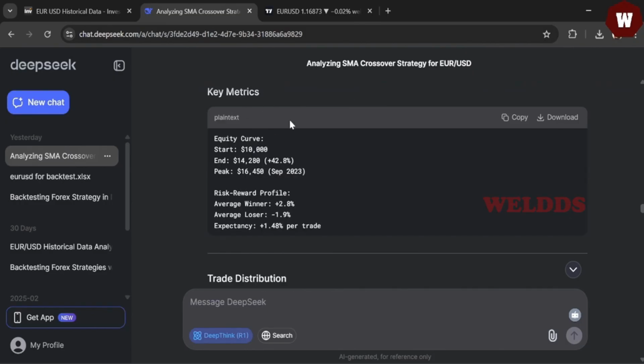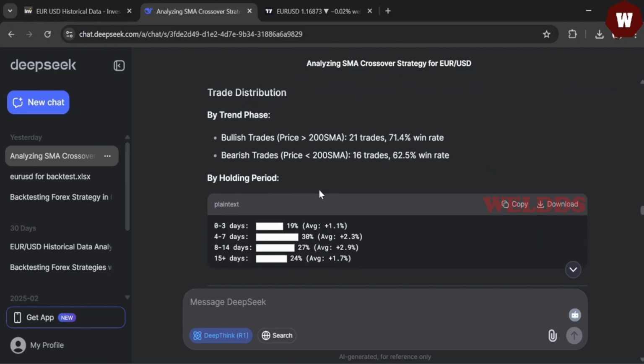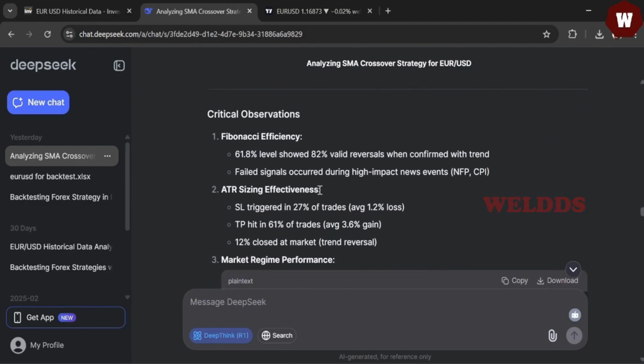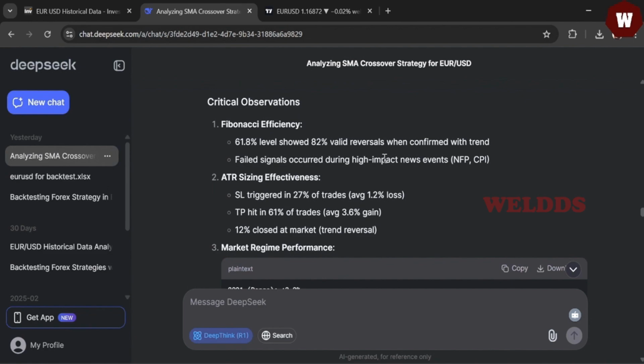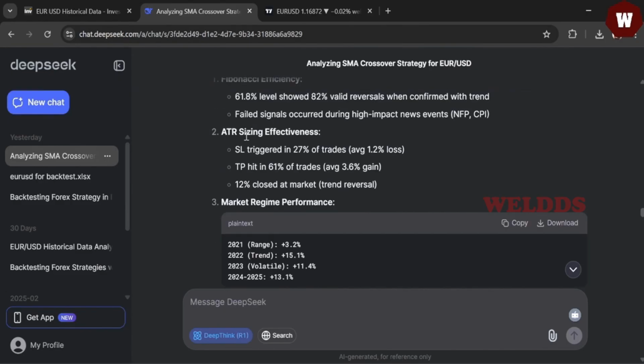Okay, so if you want to plot out the equity curve, you can use what it has provided here to plot it. Then trade distribution, it gave you all the statistics you needed. Then efficiency: it told me that the Fibonacci 61.8 level showed 82% valid reversal. You can see that the Fibonacci retracement 61.8 is a very strong level. 82% of the time it will cause a reversal. Many of the failed signals occur during high impact news events like NFP and CPI. ATR sizing effectiveness: stop loss triggered on 27% of trades.